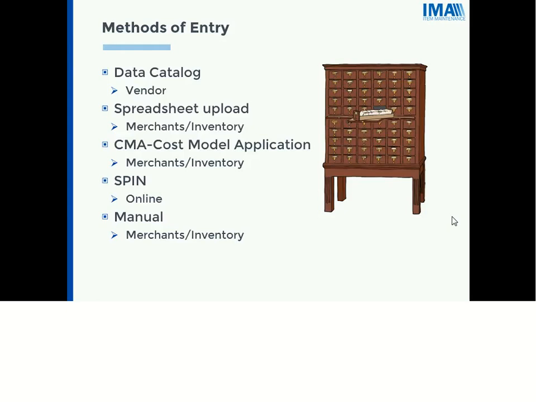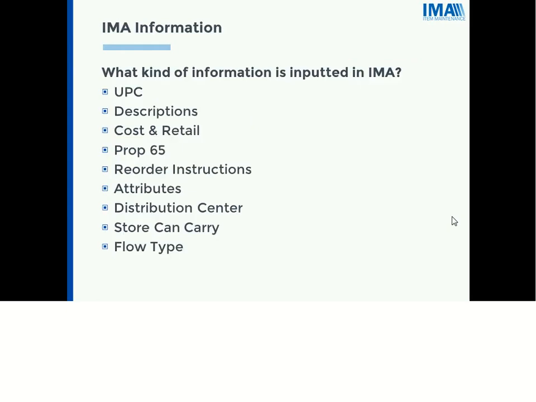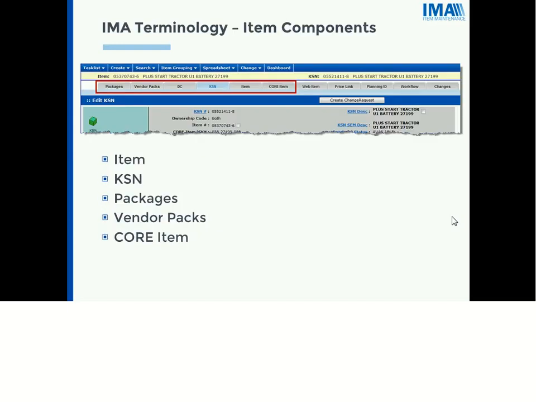Some of our other methods of entry, we do have a spreadsheet upload and CMA and manual for our internal users, merchants, and inventory. If an item is exclusively online, a lot of times that gets started in Spin, and then Spin backfeeds into IMA. So there's a lot of different information that gets put into IMA, and we're going to be discussing this as we move along today. But first off, I want to try to explain some key terminology.